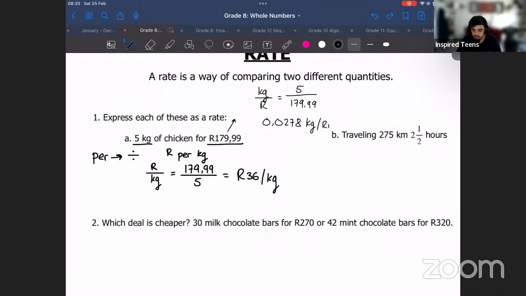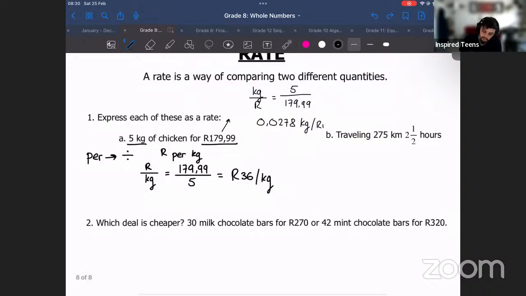The calculation is showing 35.998. Am I wrong if you say 35.99? Because that's the answer I got when I calculated. You guys are 100% correct, right? Actually, no, I'm 100% correct. Never mind. Is it possible to round off to the amount of rands?